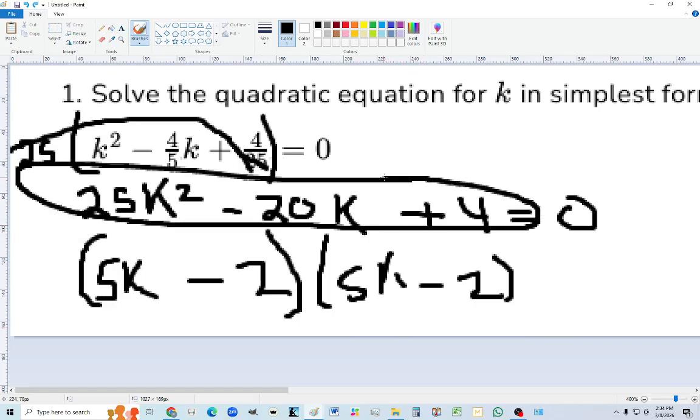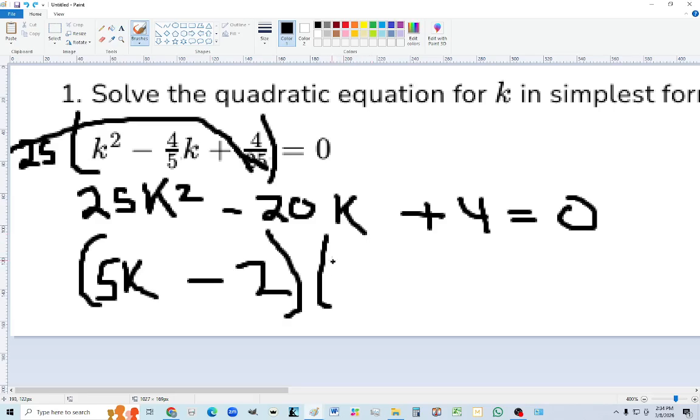Always when you have something like this, where each number at the first and the last can be square rooted, check for perfect square. And in this case, yeah, the middle term would come out as minus 20k, but only when this is minus and minus. Therefore, the quadratic equation for this is this.